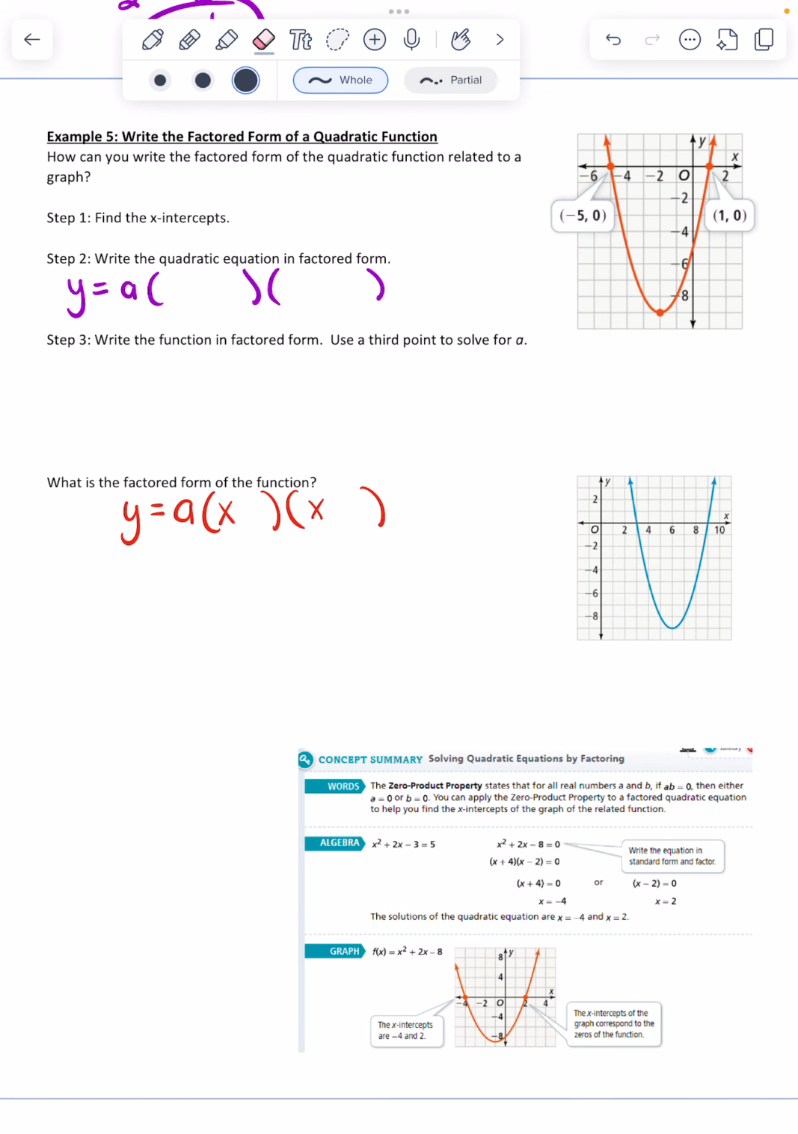All right, last example for today. Example 5, we are now going to be doing the opposite. What if we are given the parabola and we have to write the function in factored form? All right, step 1, we have to find our x-intercepts.